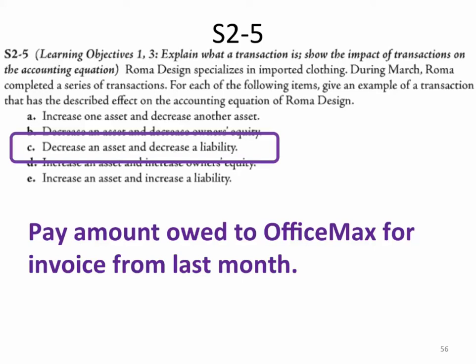Pay amount owed to OfficeMax for invoice from last month. So what's happening here, and this one is a little more challenging, when we pay amount owed to OfficeMax, we're paying cash. So cash is decreasing. That's where we're decreasing an asset. Now, when we pay OfficeMax, we're reducing our liability. We no longer owe them. So we're also reducing a liability. We're reducing accounts payable. So when we pay off something we owe, we're reducing cash, an asset, and we're reducing liability, that accounts payable that we would have owed.